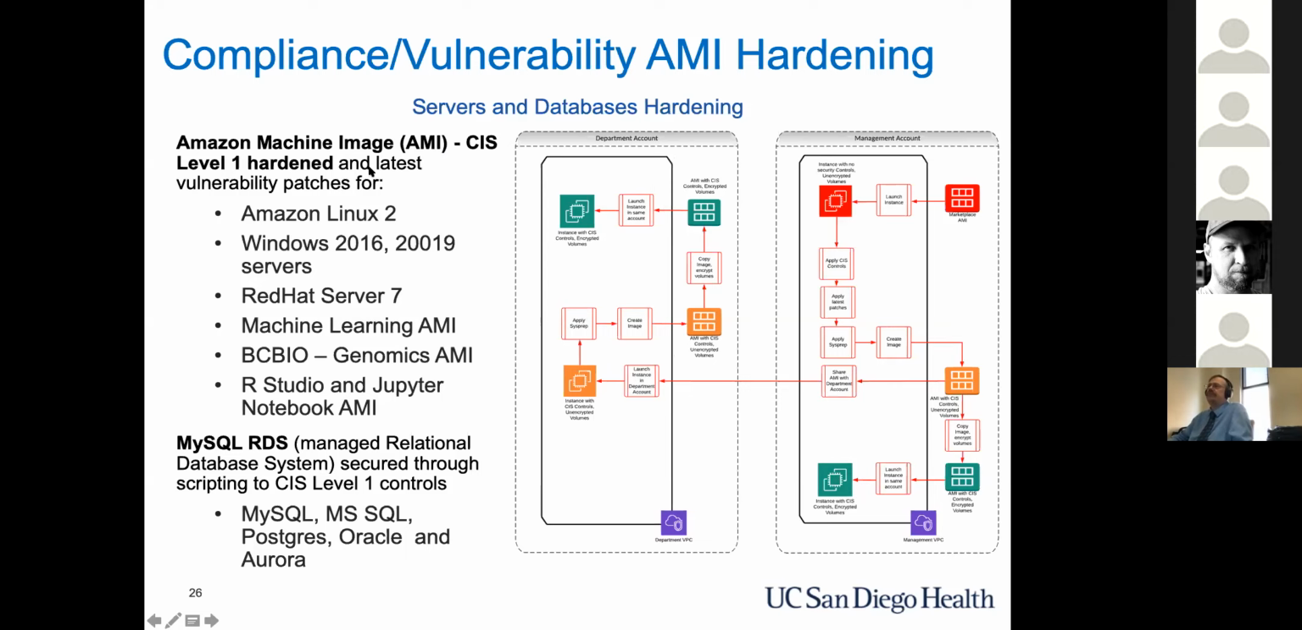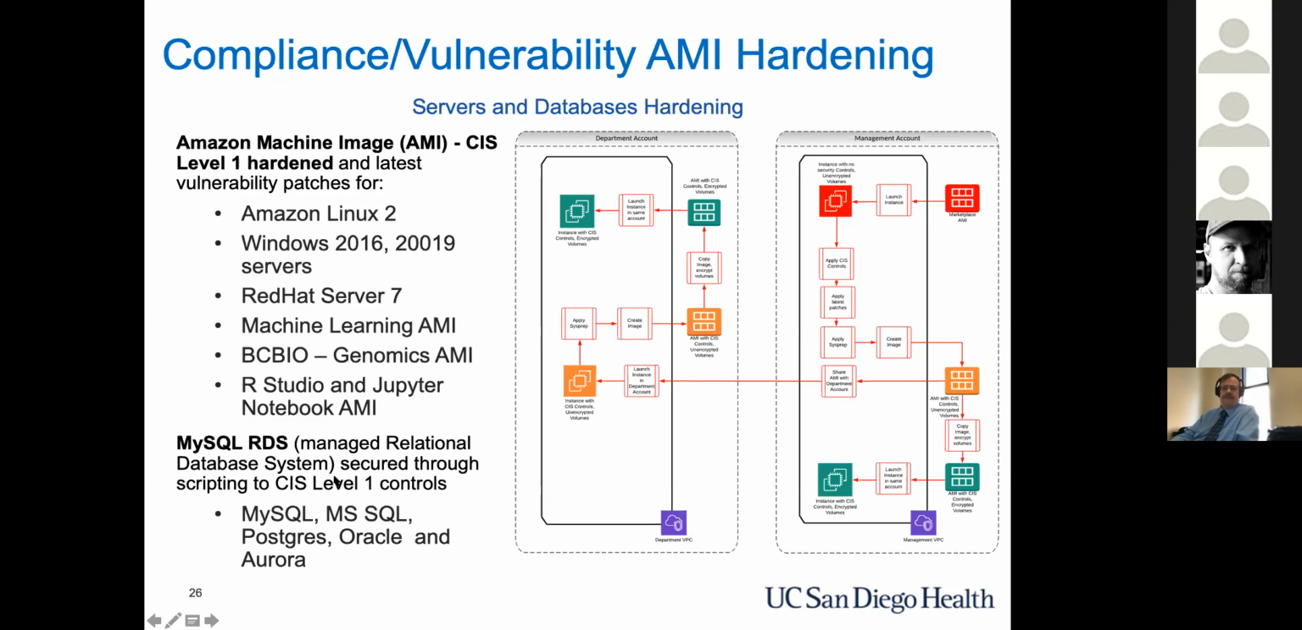In terms of the AMIs that we offer to users and ones that we've built out so far, this isn't comprehensive, but these are some of our biggest use cases: Amazon Linux, Windows 2016, and I guess we're really far in the future, that's supposed to be 2019. But Red Hat, we have a machine learning AMI along with the genomics pipeline, this BioBC AMI, RStudio, and Jupyter Notebooks.